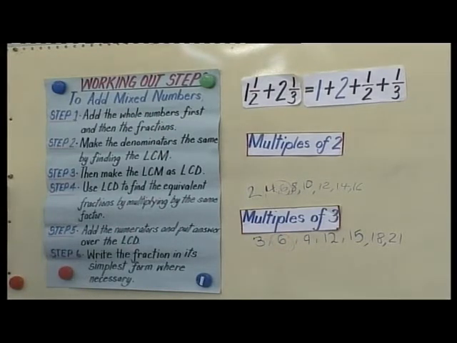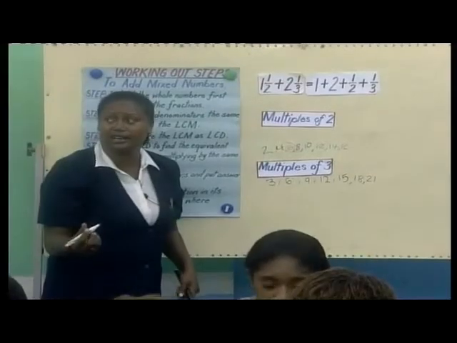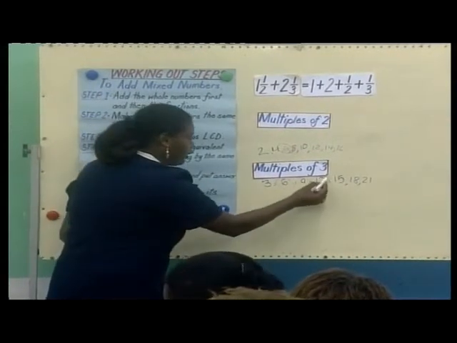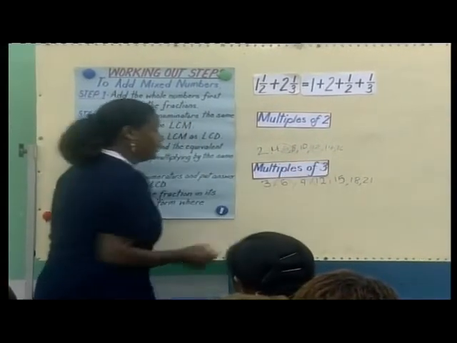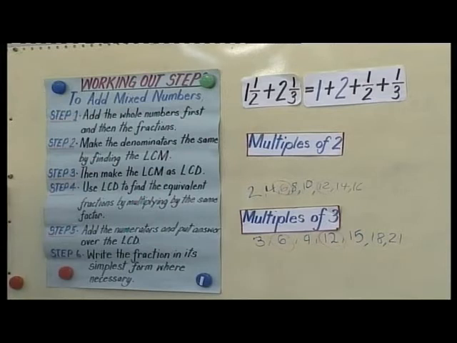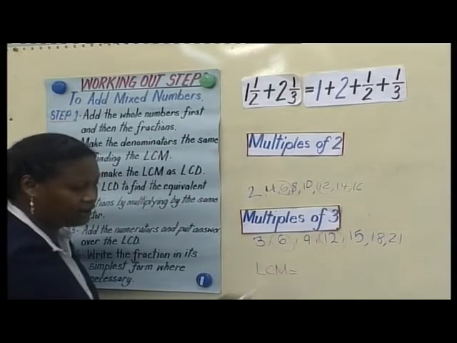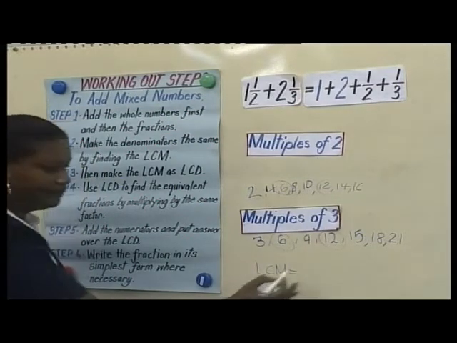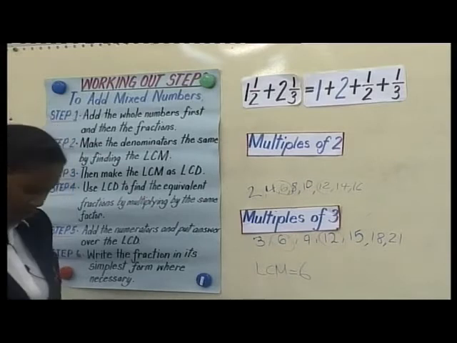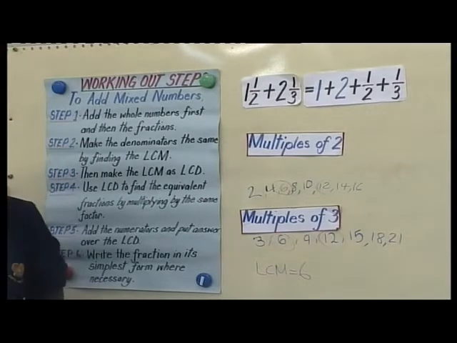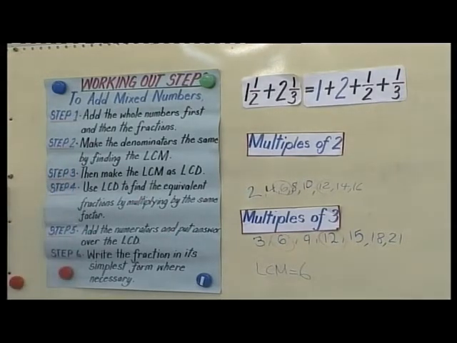So we will see that the next common number is, class? 12. Which one is the lowest? 6. So 6 is the lowest. So we have the LCM as, class, what's the LCM? Multiple. What's the lowest common multiple? 6. All right, what's the next step?